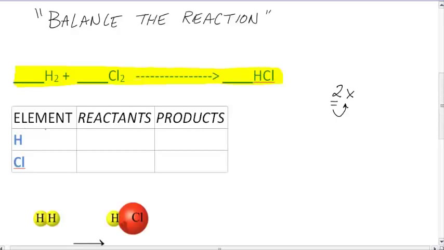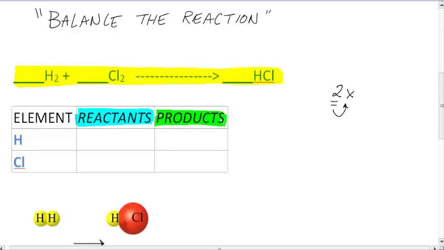So I've got a table here. In that table, and this is the table you're going to make every time you balance a chemical reaction, I've got one column for the reactants and a different column for the products. And then I have to make a row for each element that's in the reaction. So in this reaction I only have two elements, hydrogen and chlorine.